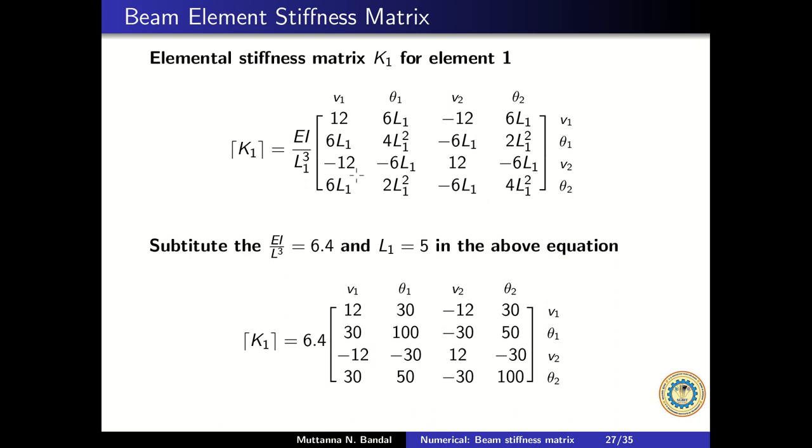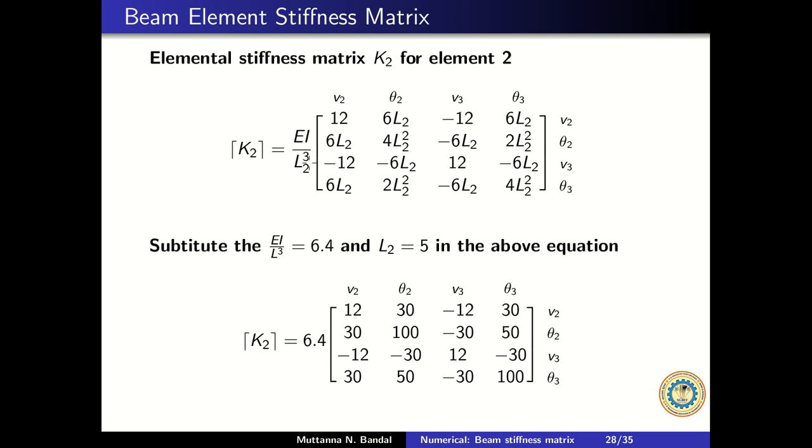So let us go for the element stiffness matrix, that is K1 for element 1. So K1 is equal to, substitute 5 wherever L1 is there. So upon simplification, I'll get this stiffness matrix, and note the rows and columns are V1, theta 1, V2, theta 2. Don't forget to represent the rows and columns with the degrees of freedom.